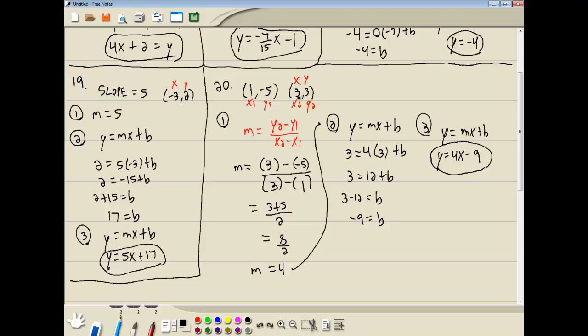If I plug in x equals 3, the x part of my second point, 4 times 3 is 12. 12 minus 9 is 3, which gives us the y part. So if you end up with a different y value that didn't match your point, that means you made a math error somewhere. That's kind of a nice little check.